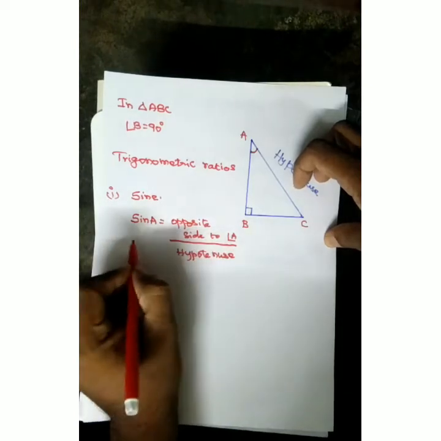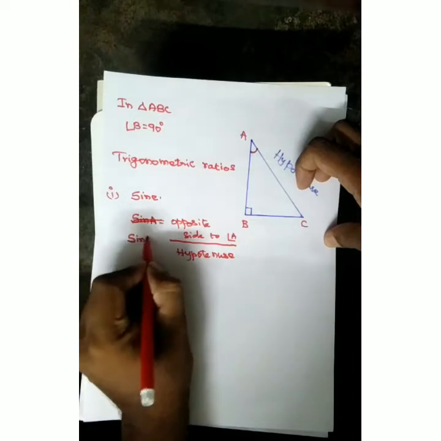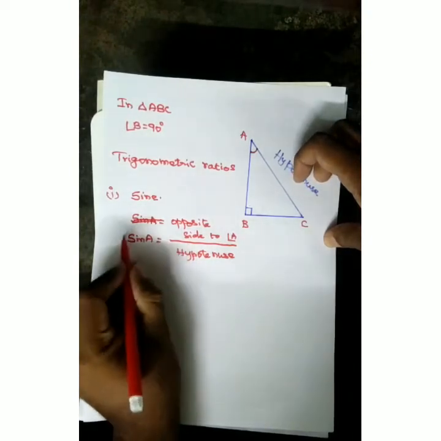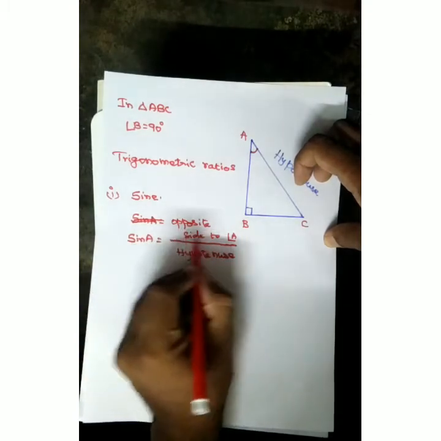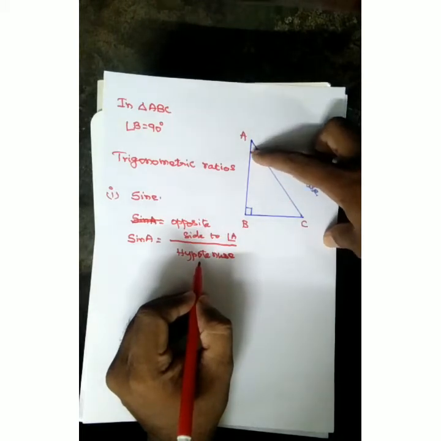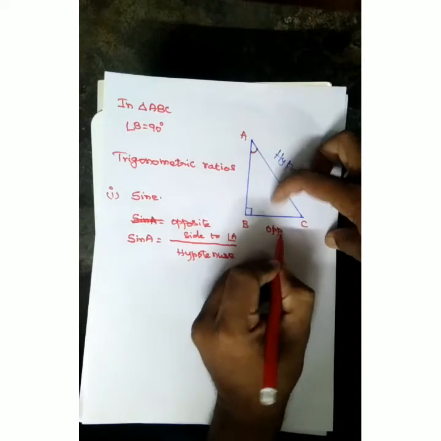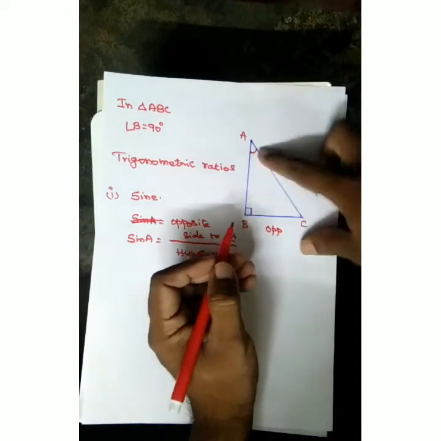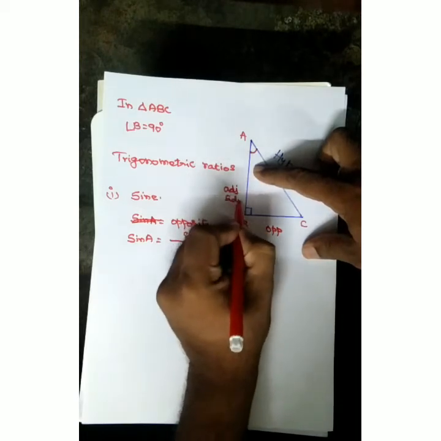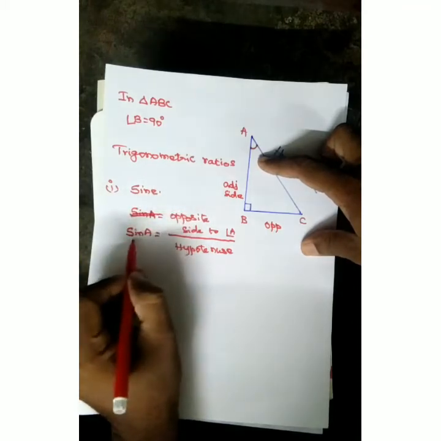So sin A is a ratio. It is not the product of sin and A. Sin A itself is a ratio. It is the opposite side to angle A by hypotenuse. Angle A's opposite side is what? Here, the opposite side of angle A is BC. The side attached to A is called the adjacent side. So this is the first ratio, sine. We write it as sin A.